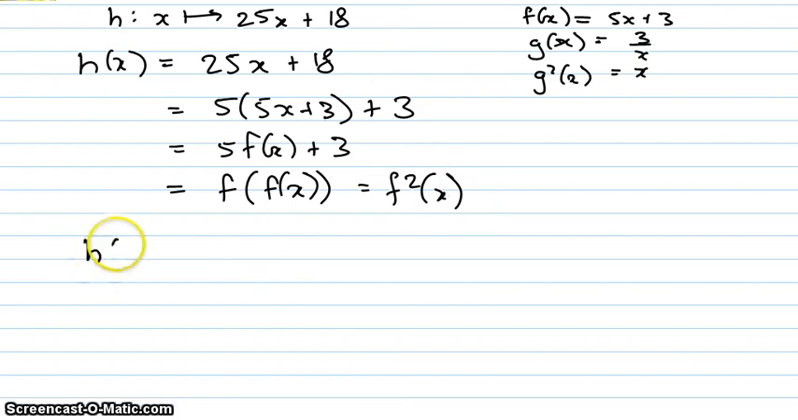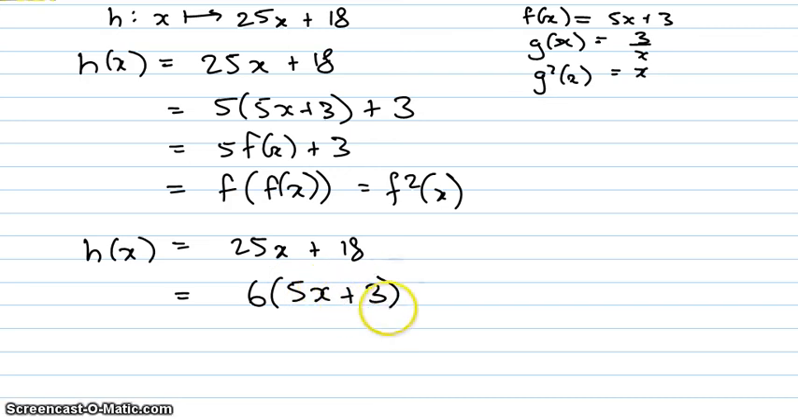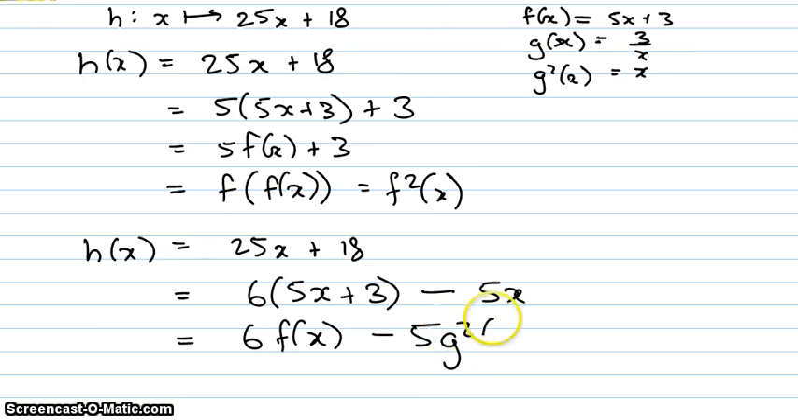Another perfectly valid answer: h of x is equal to 25x plus 18. Instead of matching the 25, you may decide to match the 18. To match the 18, we've got 3 here, so this would be 6 times 5x plus 3. That matches the 18, but gives us too many x's. It gives us 30 instead of 25, so we have to minus away 5x. So what's that going to be? Well, this is 6 times f of x, minus 5 times g squared of x, since x is just g squared of x. So this is another alternate form for it. Either form is fine. So that brings us to the end of question 3.